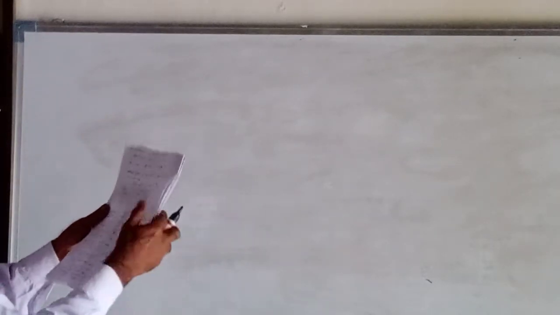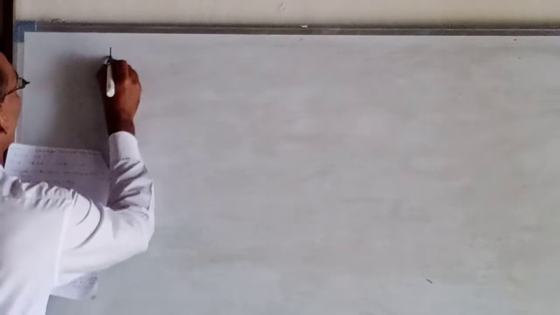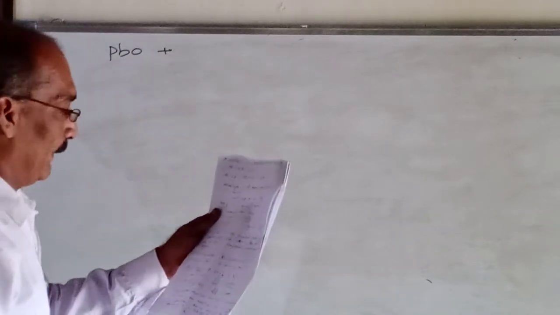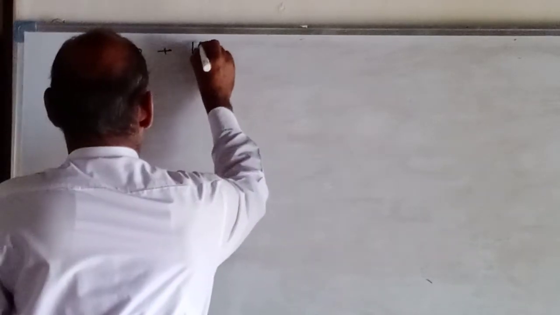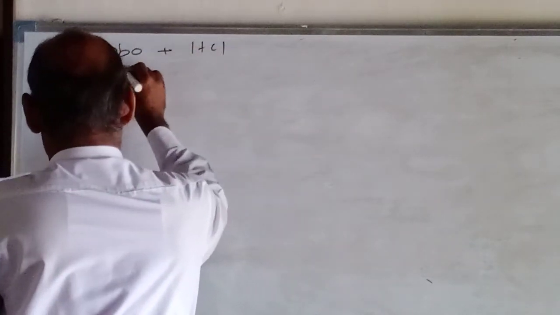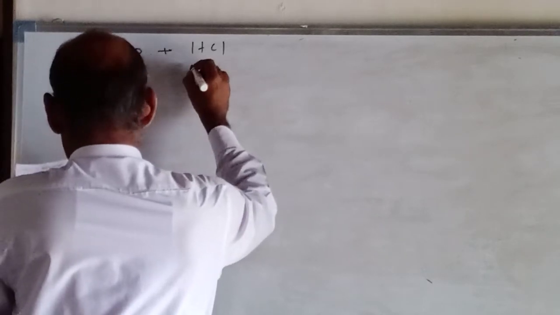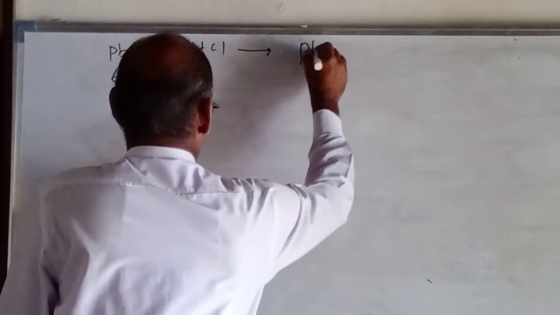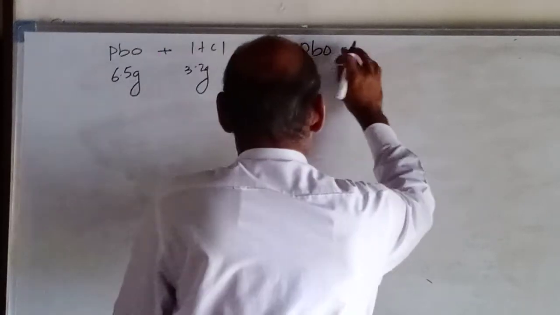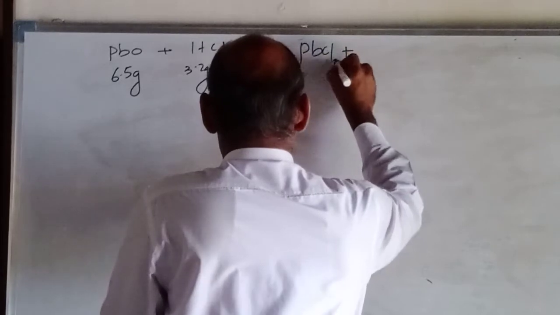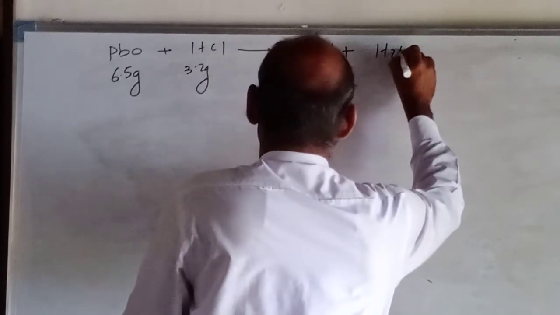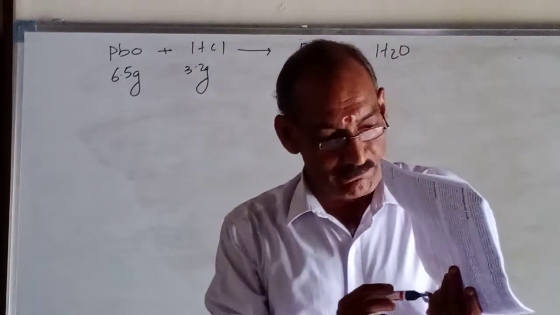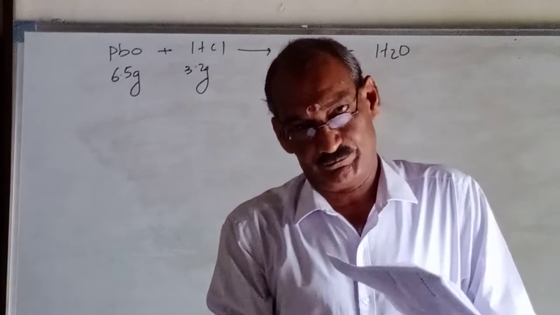6.5 gram lead oxide, so we can write like this, PbO, and 3.2 gram hydrochloric acid. So 6.5 gram and next one 3.2 gram hydrochloric acid produce lead chloride, PbCl2, and water. Which of the reactants is completely consumed in the reaction?